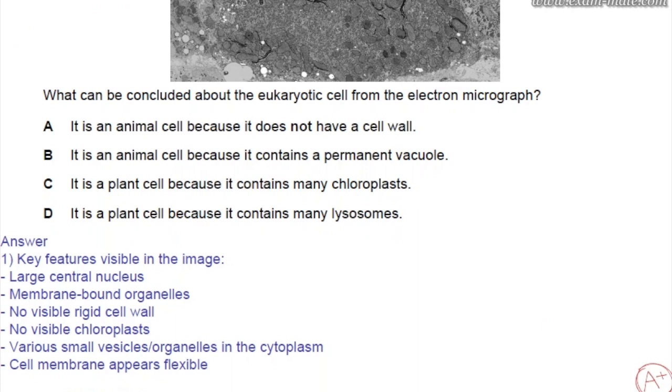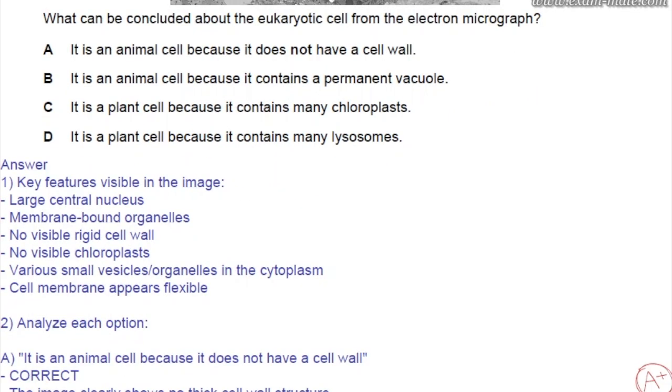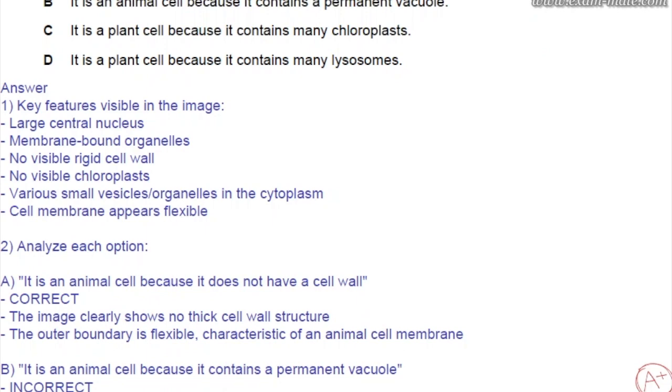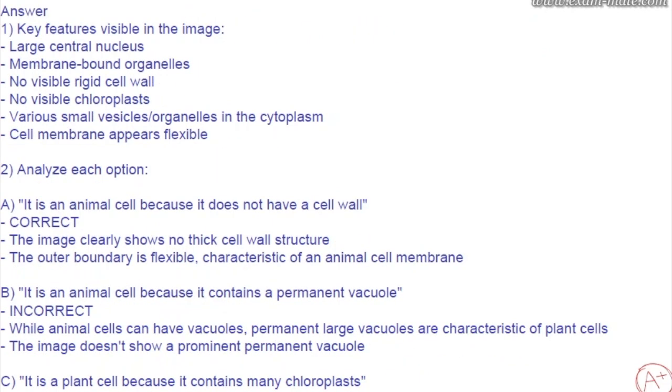One. Key features visible in the image. Large central nucleus. Membrane-bound organelles. No visible rigid cell wall. No visible chloroplasts. Various small vesicles/organelles in the cytoplasm. Cell membrane appears flexible.